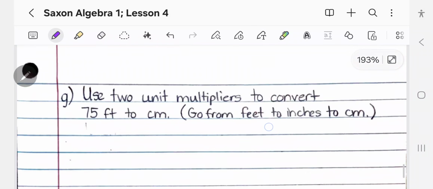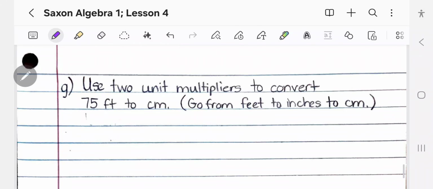And then we have G. Use 2 unit multipliers to convert 75 feet to centimeters. They're giving us a good clue here. It's going to take 2 of them. So again, what we start with goes here, and it's going to be written over 1. Have you gotten used to that yet? Then we're going to have a unit multiplier, another unit multiplier, and then an answer. And the answer is going to end up in centimeters. So you can at least write this much. It kind of helps you know how to start, okay?